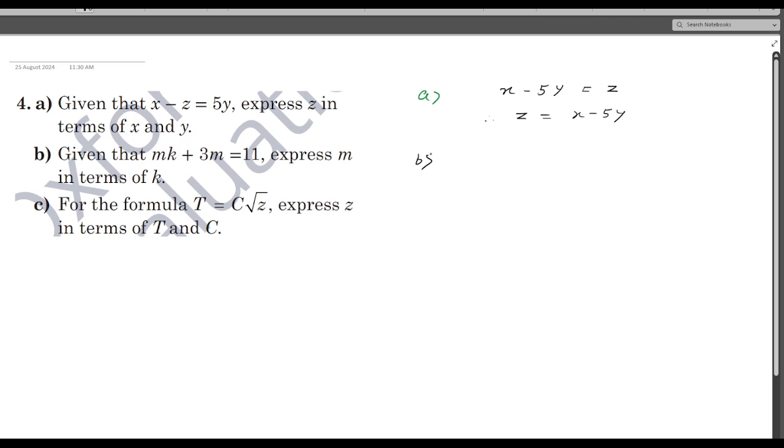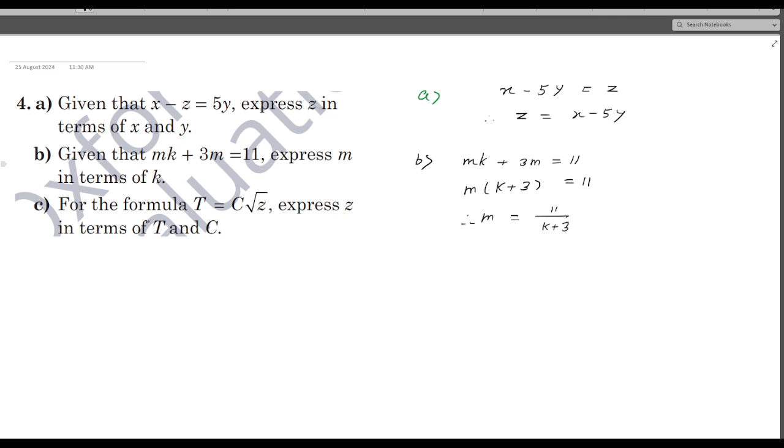B, given that mk plus 3m is equal to 11, express m in terms of k. So mk plus 3m is equal to 11. Let us take m common. So it is m times k plus 3 is equal to 11. Therefore m is equal to, we will divide by k plus 3, so it is 11 divided by k plus 3. So m is equal to 11 divided by k plus 3.